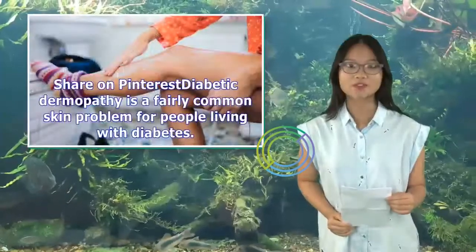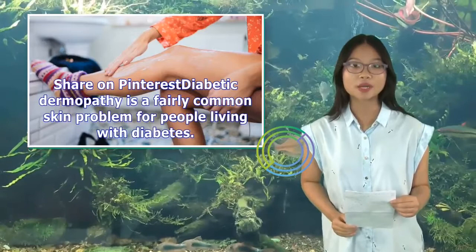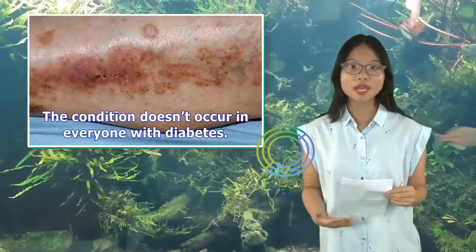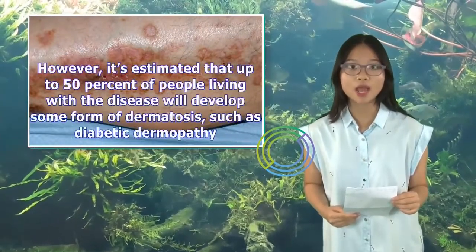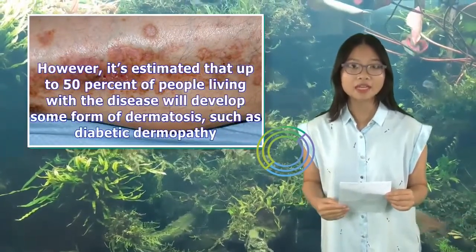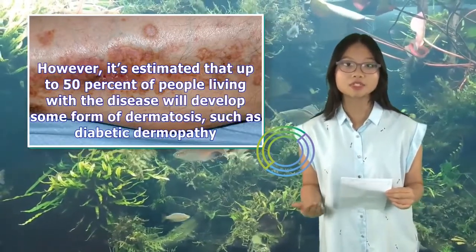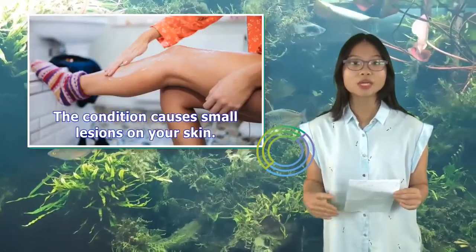Diabetic dermopathy is a fairly common skin problem for people living with diabetes. The condition doesn't occur in everyone with diabetes. However, it's estimated that up to 50% of people living with the disease will develop some form of dermatosis, such as diabetic dermopathy. The condition causes small lesions on your skin.